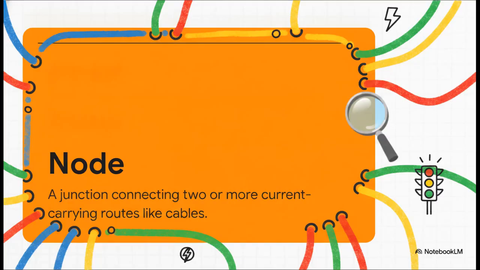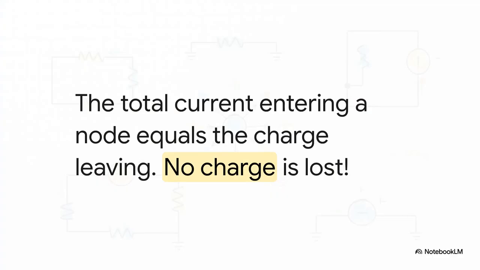Section 3. The first law, conservation of charge, or the rule of the node. Before we start throwing math around, we really need to define what a node actually is. Simply put, it's just a junction connecting two or more current-carrying routes. Think of it like a super busy traffic intersection where a bunch of different roads all converge. Cables, wires, electronic components, they all meet up at this single point. And here is the golden rule of that intersection. The total current entering a node is exactly equal to the charge leaving the node.